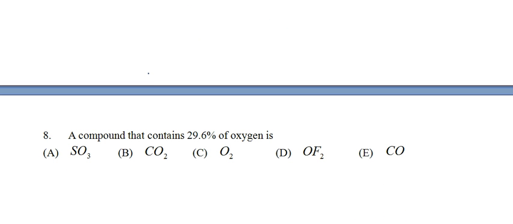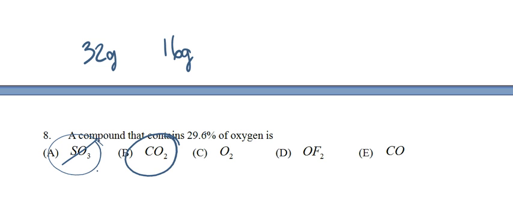Number 8, a compound that contains 29.6% of oxygen is, well, you know you can't do that one. And again, roughly speaking, sulfur is around 32 grams per mole, oxygen 16 grams. Okay, talking about elements here. So if I have 3 of these, I know I have more oxygen. So I'm looking for about a third of the mass to be oxygen. Nope. Again, way too much. That's all we have.